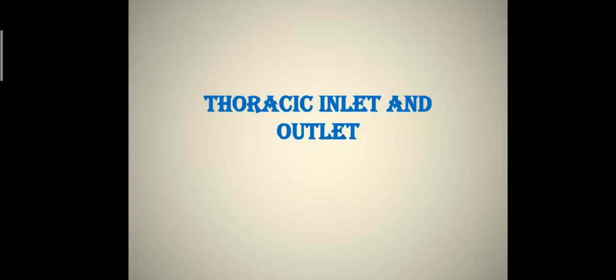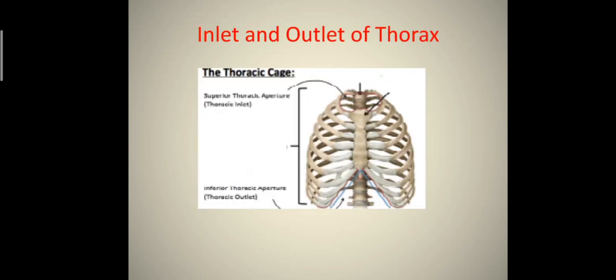Hello everyone. Today we will discuss the thoracic inlet and thoracic outlet. In this diagram, this is the thoracic cage, which is formed by the bones: anteriorly the sternum, posteriorly the thoracic part of the vertebral column, and on both sides the ribs and costal cartilage.